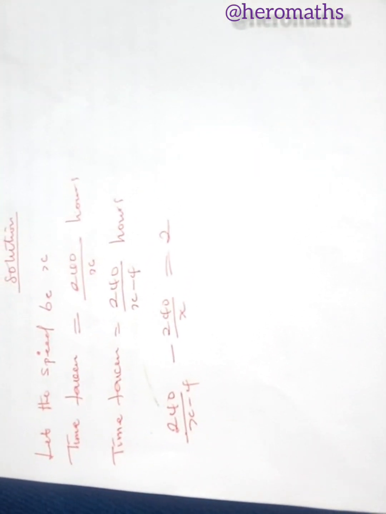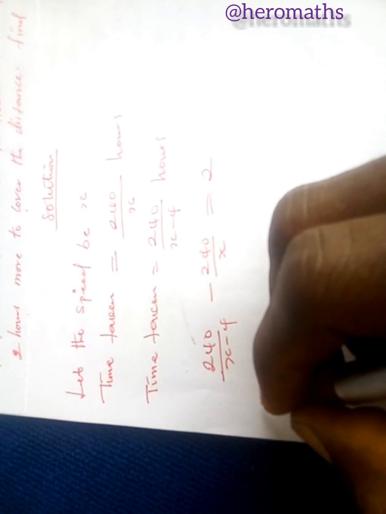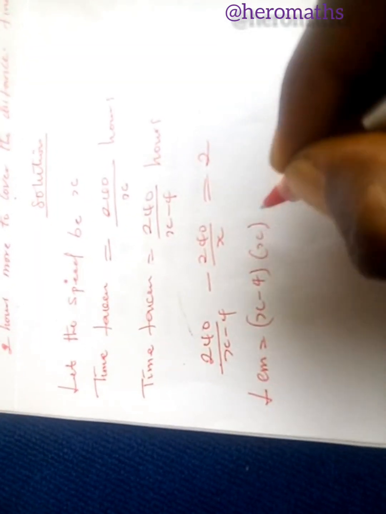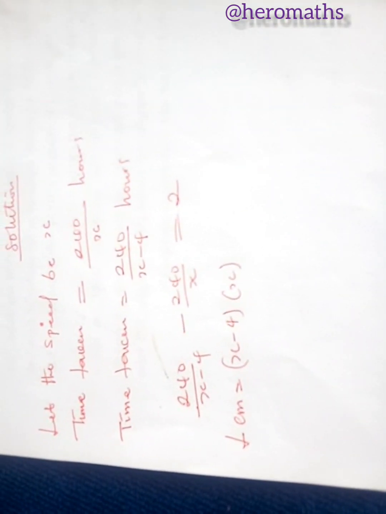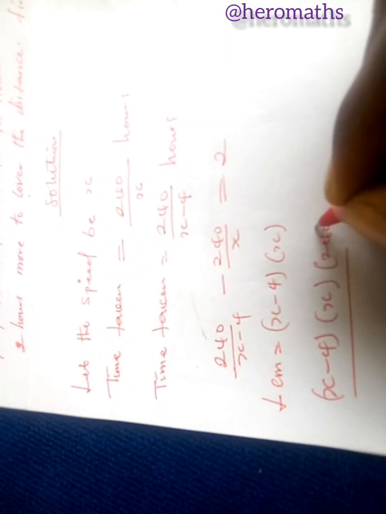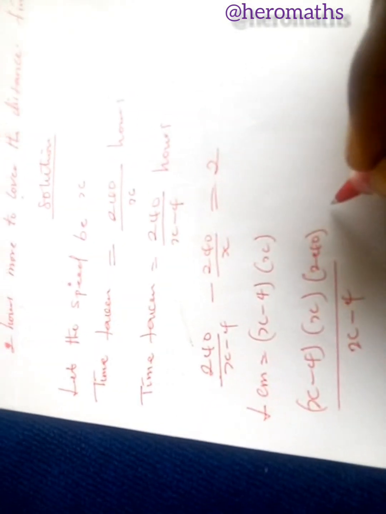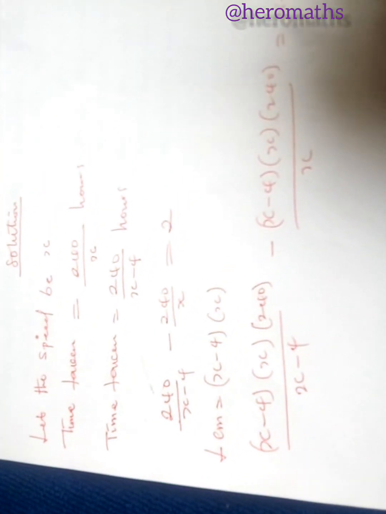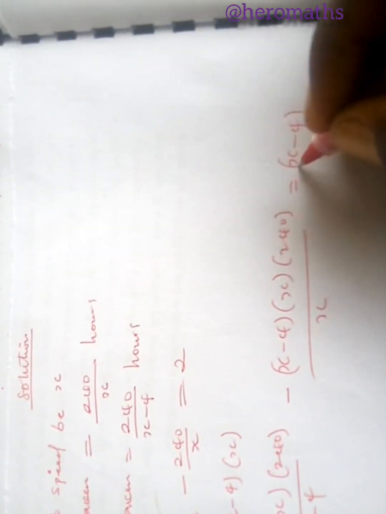So let us try solving this equation and see if it results in a quadratic equation. These are fractions. Let us find the LCM to eliminate the fractions. Without stressing ourselves, let's say the LCM is x minus 4 times x. So knowing the LCM, let us multiply each term by the LCM. That will be x minus 4 times x times 240 divided by x minus 4, minus x minus 4 times x times 240 divided by x, is equal to x minus 4 times x times 2.